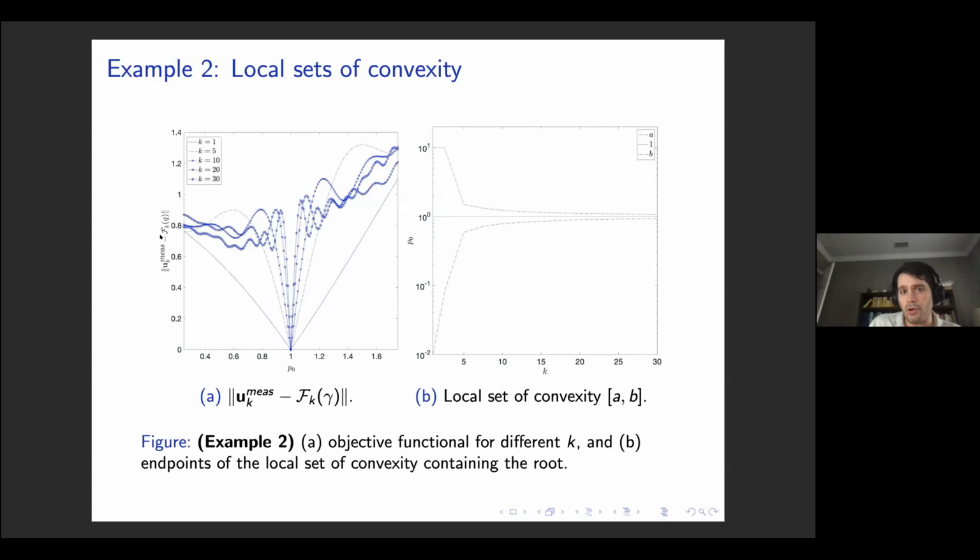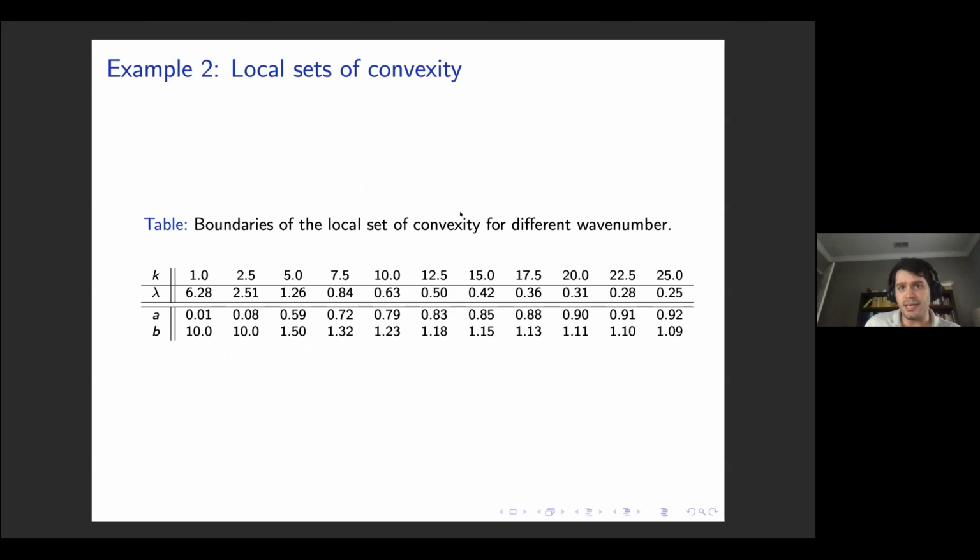And actually, what we're plotting here is the value of the functional for different values of k, and also the size of the local set of convexity for each one of those. As you see here, for k equal to 1, this local set of convexity is huge, but as you increase k, the local set of convexity starts to get smaller with the frequency. And you can see that here on this side. So this justifies the use of the recursive linearization algorithm. This is just a table with those values.